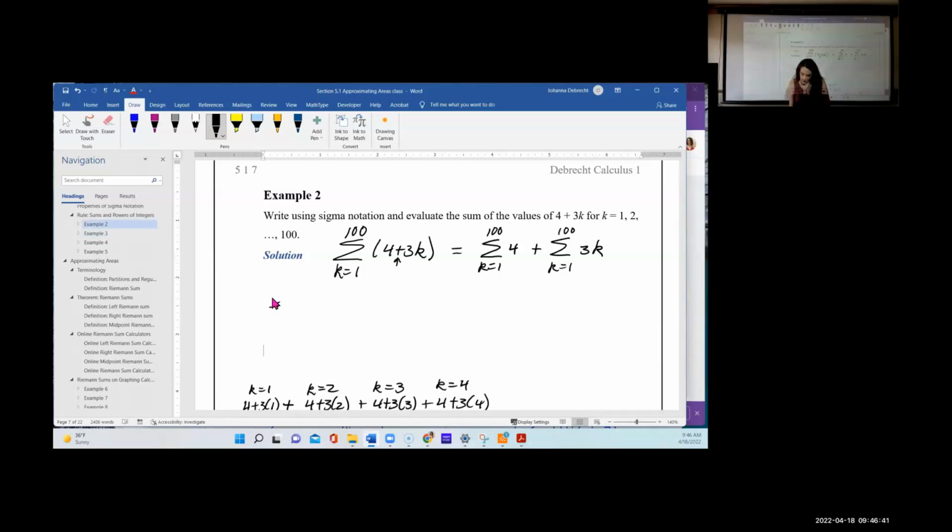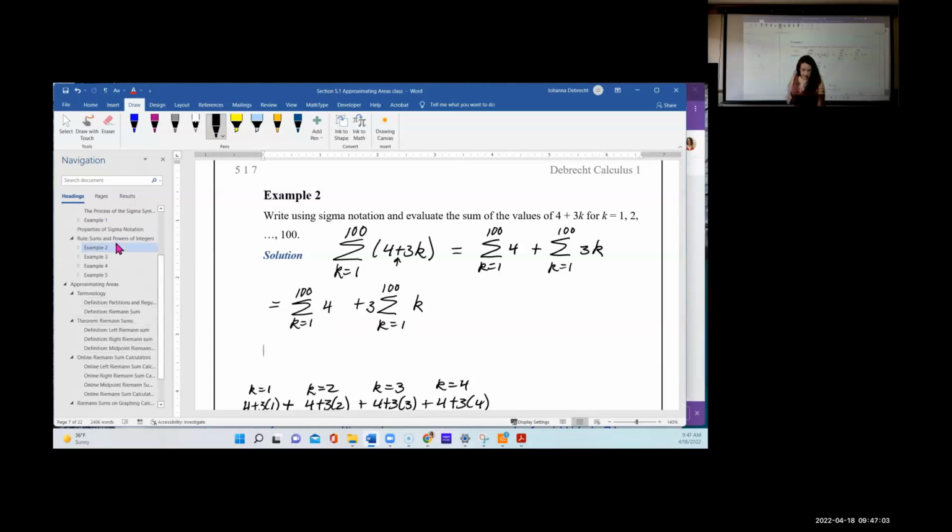So we could rewrite this one as the sum from k equal 1 to 100 of 4 plus the sum from k equal 1 to 100 with 3 out front and k behind. Now there's a rule for the sum of k equal 1 to 100 of a constant. Let's see what it is again. So that's one of the properties.